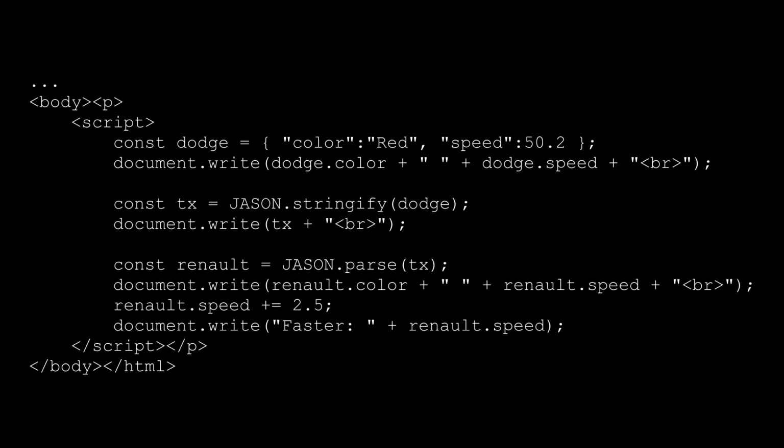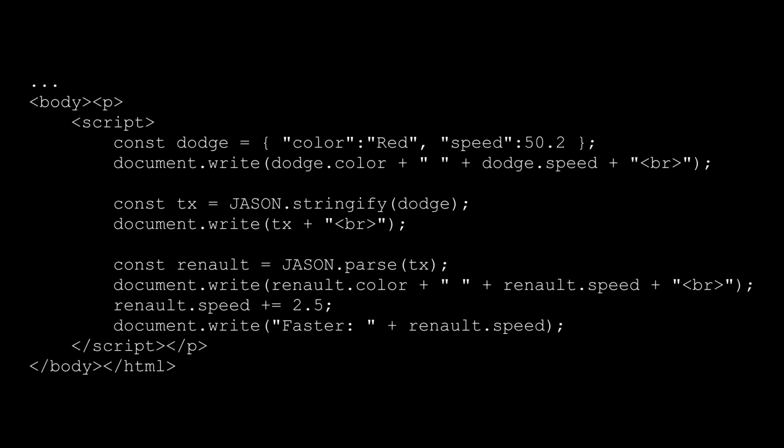This remains the same if the value is a string, but if it's a numerical value, it is noted without quotation marks. Decimal places are separated using a decimal point. In the program, the Dodge object, which is in JSON format, is converted into the transportable TX string using the stringify method of the JSON object. The reverse process follows. The TX string is converted into the Renault object using the parse method of the JSON object, which is then available in JSON format.